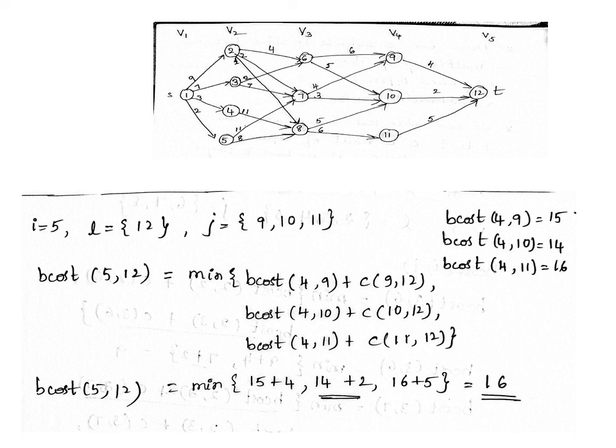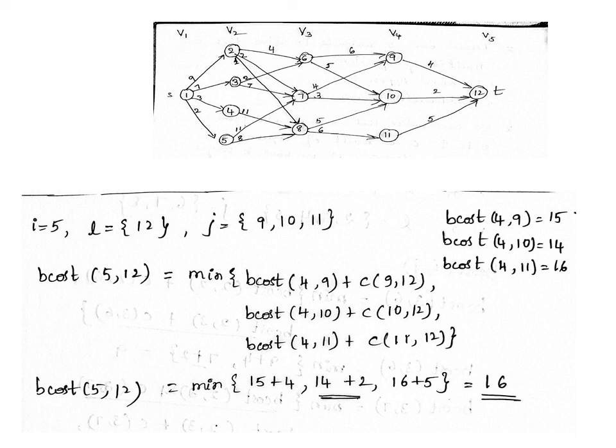So here it is B cost of 4, 9 plus 9 to 12, B cost of 4, 10 plus 10 to 12, then B cost of 4, 11 plus 11 to 12 we have to write. So we will get 15 plus 4, 14 plus 2, 16 plus 5, which is equal to 16 for the minimum. And we are getting the minimum cost value from the second one. Now we need the minimum cost path, so we'll get it by tracing it back.